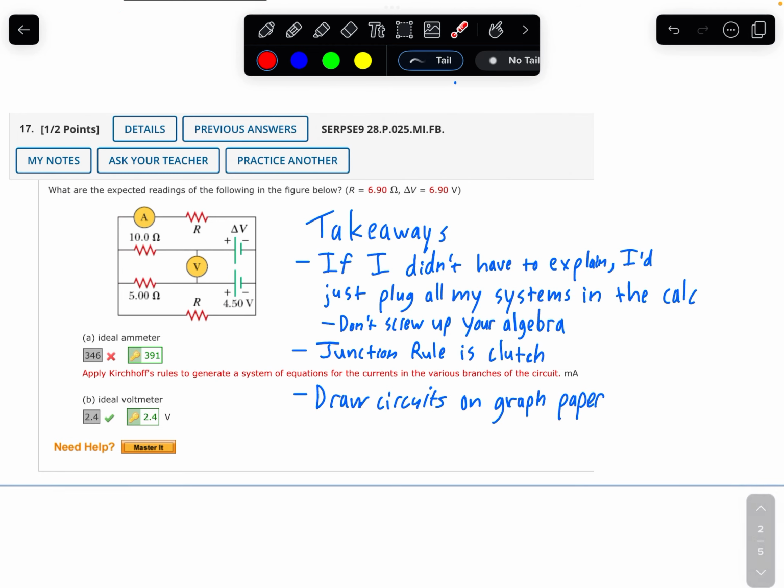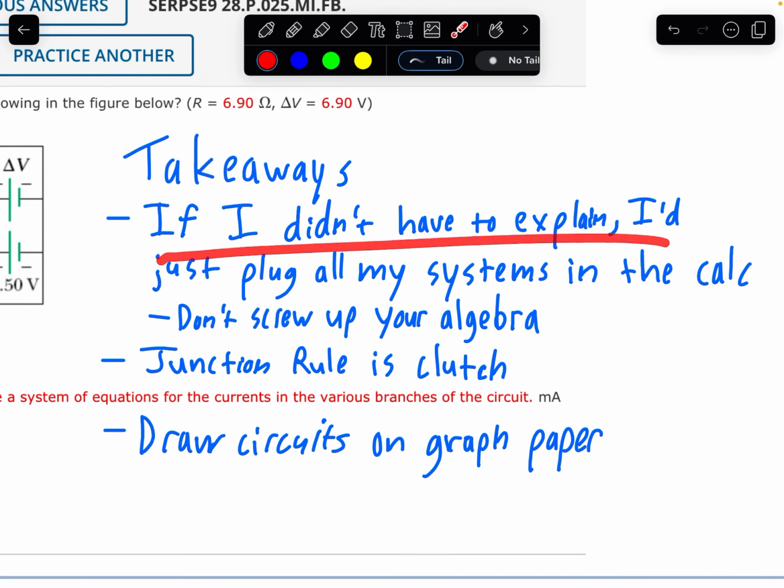My takeaways from this problem are, if I didn't have to explain the whole thing, in a testing environment where time is everything, I would just plug all my systems into a calculator, and you don't want to screw up your algebra. Also, the junction rule is very useful in solving these problems because you usually have three circuit paths and four variables, so you want one equation for each variable. If we're able to have that fourth equation, everything is solvable really.